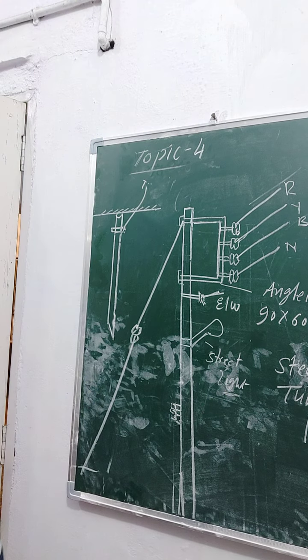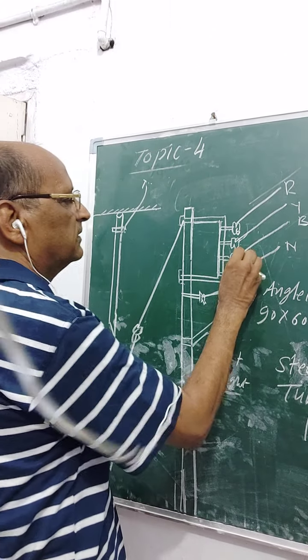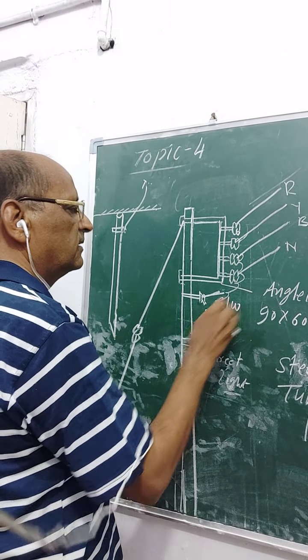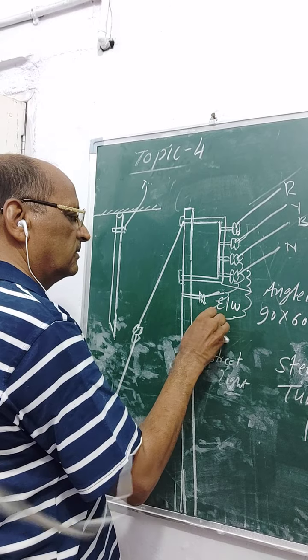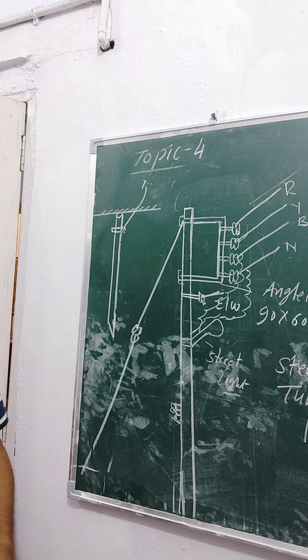Okay. So we can tap one neutral and phase for this street light. This is the street light. So when we take an actual estimate problem, then you can understand better.